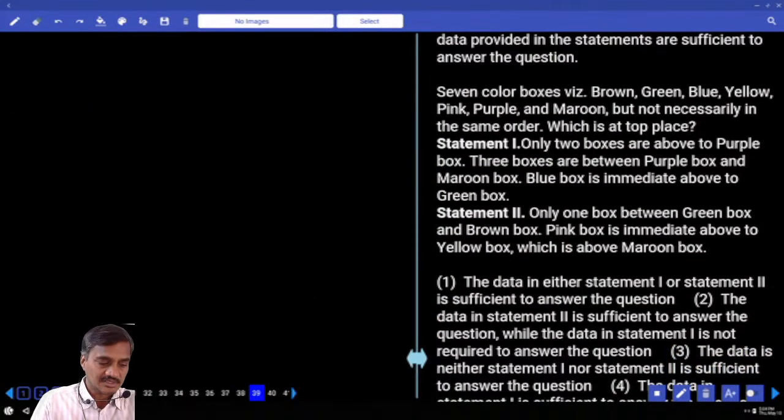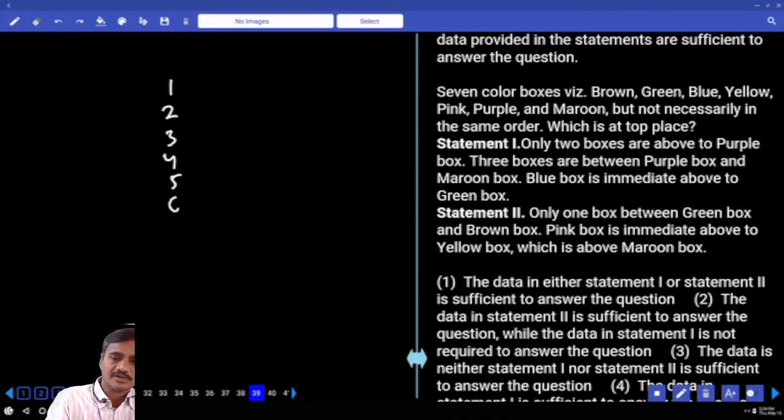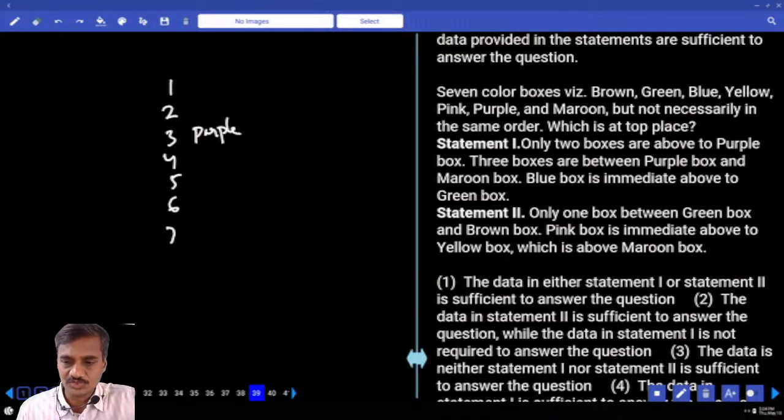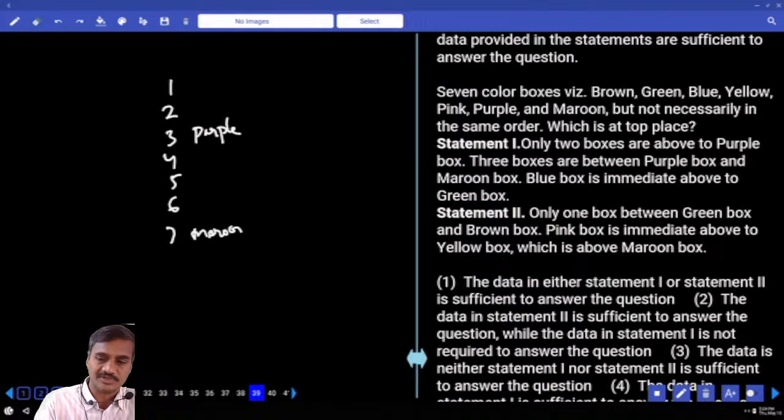Then in this 39, there are some 7 colored boxes, but not, and which is at the top place. Now we need to find out the box that is at the top place. Then now only 2 boxes are above purple. Now out of these 7 boxes, 1, 2, 3, 4, 5, 6, 7. Now only 2 boxes are above this purple. Purple is there. Only 2 boxes are above purple. 3 boxes between purple and maroon. Now between purple and maroon there must be exactly 3 boxes. And blue box is immediately above green.